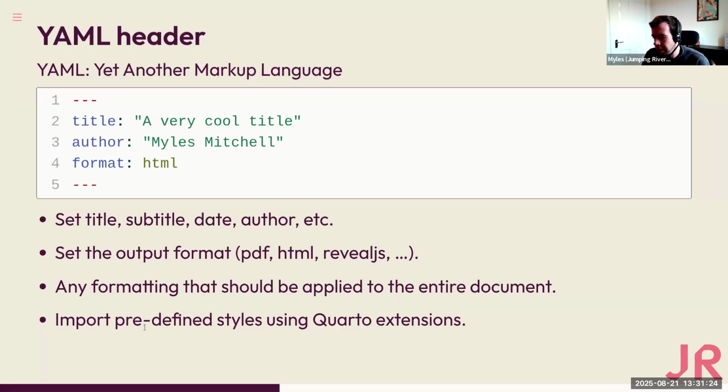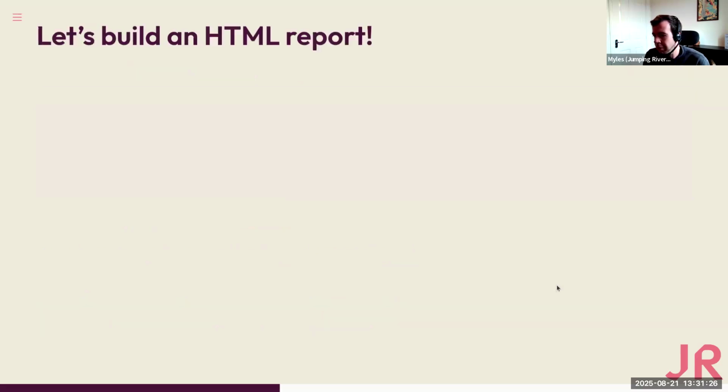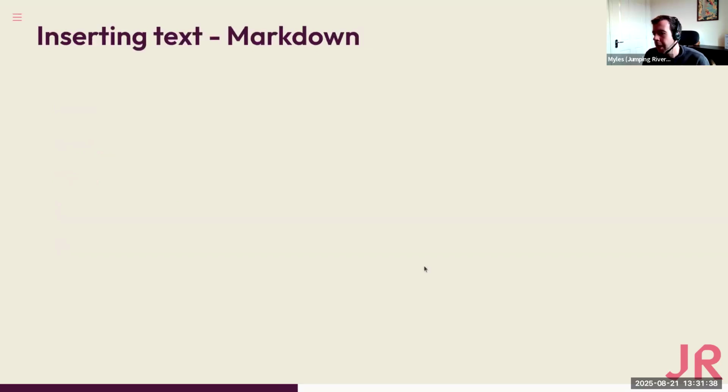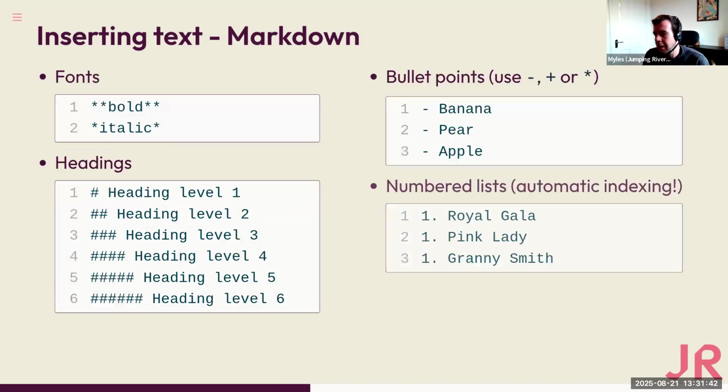And yeah, like I said, you can include predefined styles using Quarto extensions. So to build an HTML report, we're going to need text. We're going to need things like links, images, code, embedded tables and plots, references. So just to go through some of the steps, you'll be inserting the main body of text using Markdown.